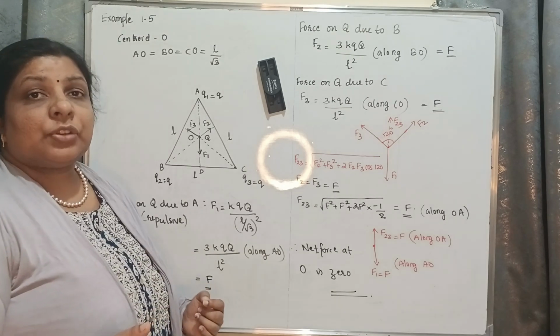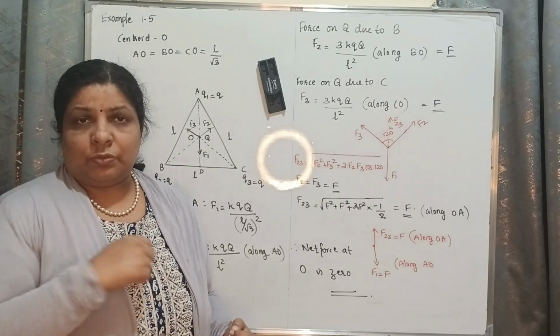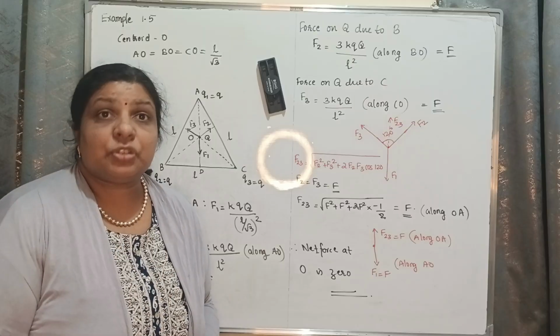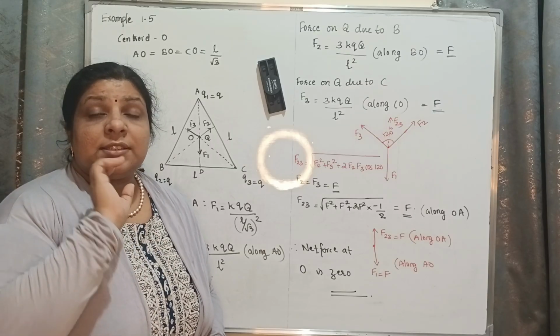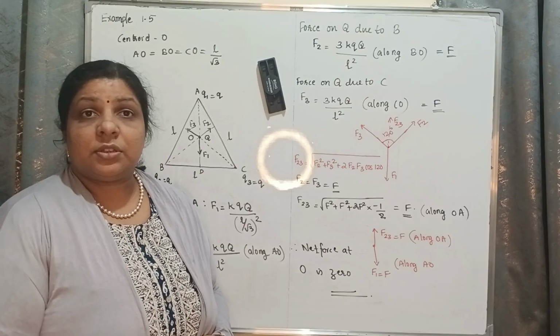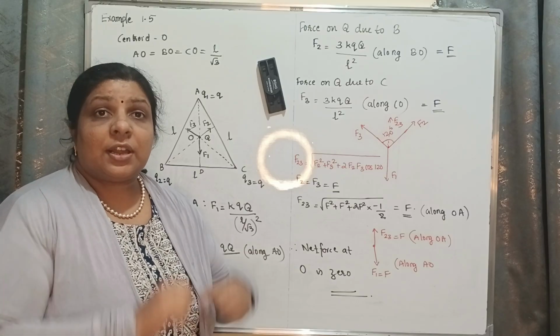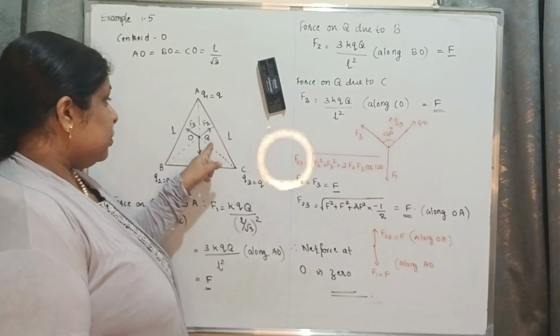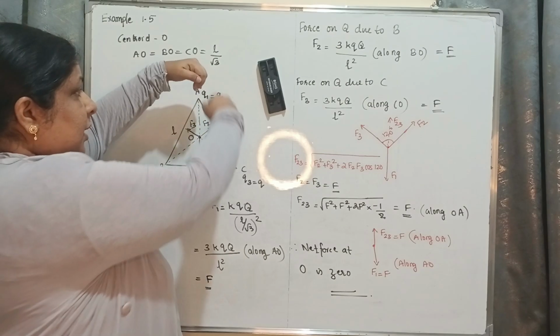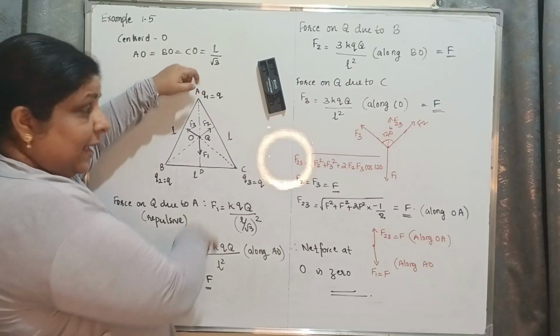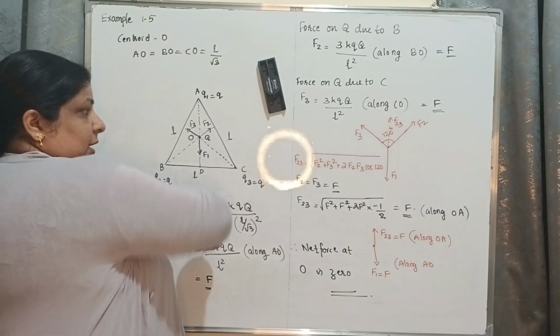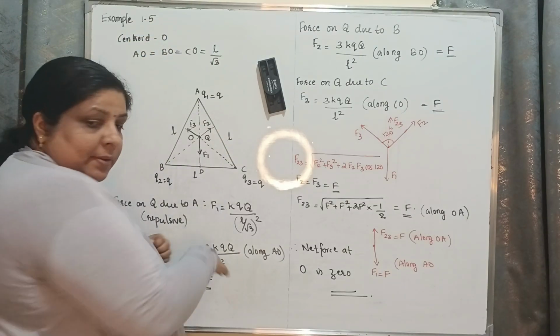Now what will be the direction? Force is a vector quantity. So we just got the magnitude. We should know the direction also. How will you find the direction? Just check the sign of the charges. Here both charges are positive. Like charges repel. So the force on Q due to A, it will repel.